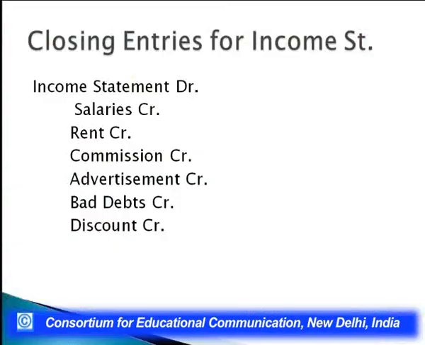Okay, so what happens, to close the income statement? So here are certain examples in front of you. If you look at the slide, it says income statement debited, and salaries account has been credited, rent account has been credited, commission account has been credited, advertisement has been credited, bad debts credited, and discount credited. Why? All the examples here given in the credit side, they all are actually expenses. Salaries, rent, commission paid, advertisement paid, bad debts incurred, discount paid or allowed.